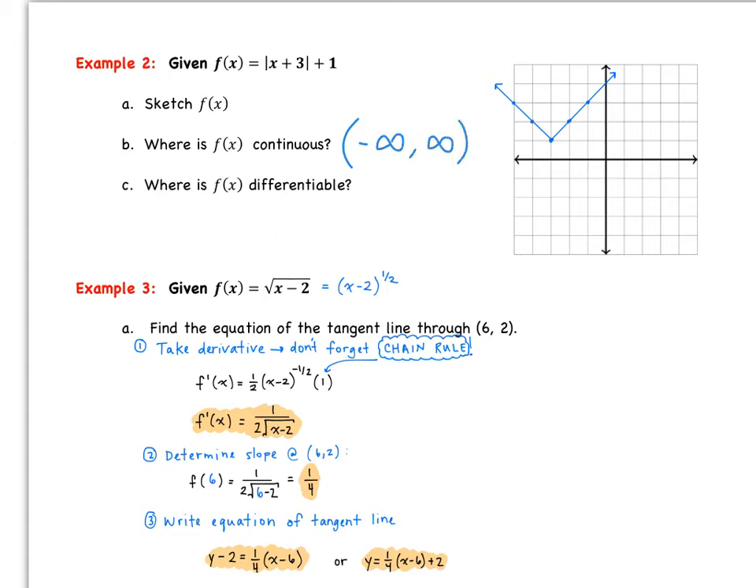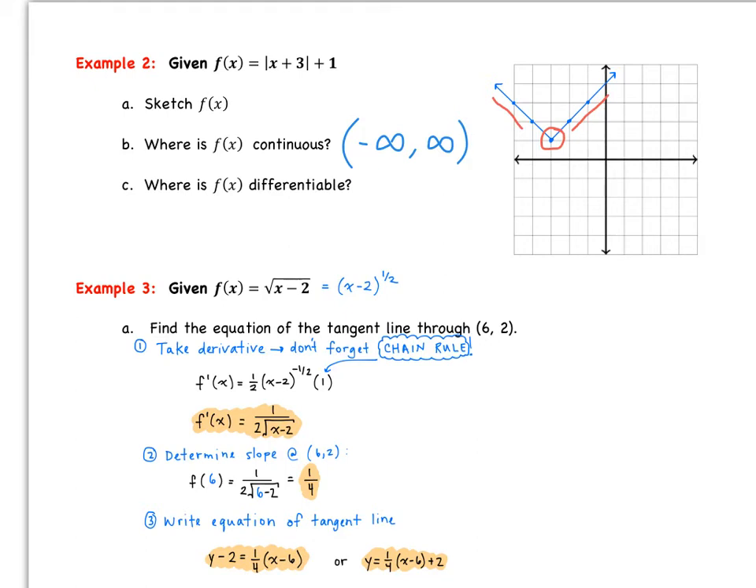Okay? Where is f differentiable? Or maybe a better question is, where is f not differentiable? What we should notice is f is not differentiable at this point right here, because to the left of x equals negative 3 we've got a negative slope, and to the right we have a positive slope. So since the derivative on the left of x equals negative 3 is not the same as the derivative on the right of x equals negative 3, it is not differentiable at x equals 3, or negative 3, sorry.